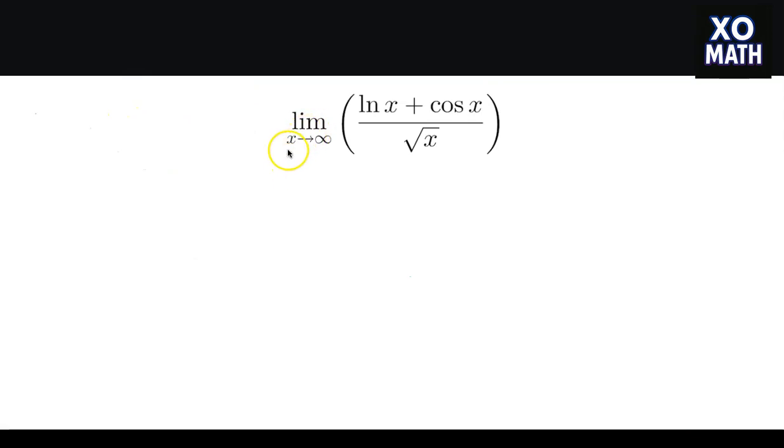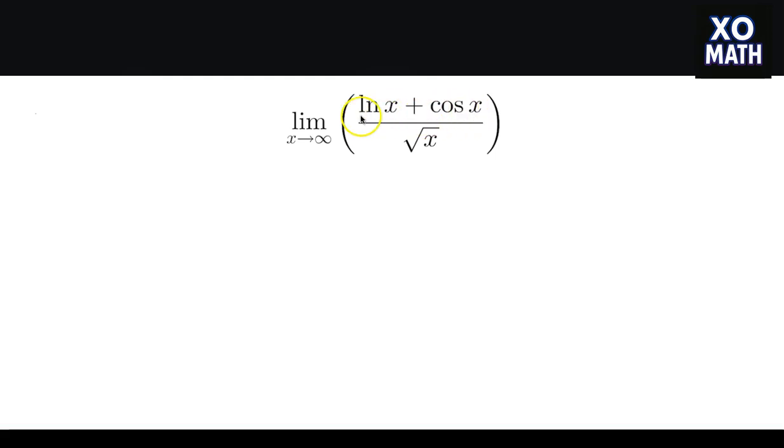Here we want to evaluate the limit as x approaches infinity of natural log x plus cosine x all over the square root of x. In the numerator, we have natural log x, so a logarithm, plus cosine x. Now, cosine x, like sine x, oscillates between -1 and 1.